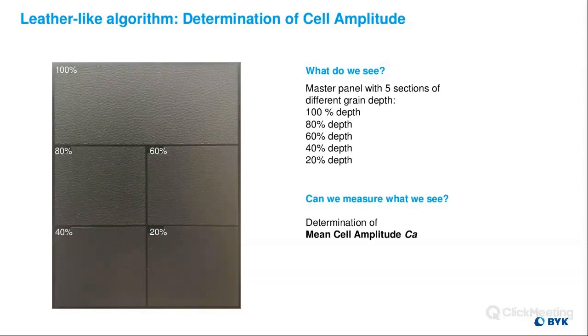Here we have a new set of samples with 5 different samples with different depth. We have 100%, which is the grain with the deepest cells, the most depth, and then going down from there, 80, 60, 40, 20% having the least. And so we can see obvious differences within these. Of course, the sample with the most depth is going to have the grainiest look to it, and the one with the least depth looks the smoothest. So what we want to do is again quantify this by calculating the mean cell amplitude.